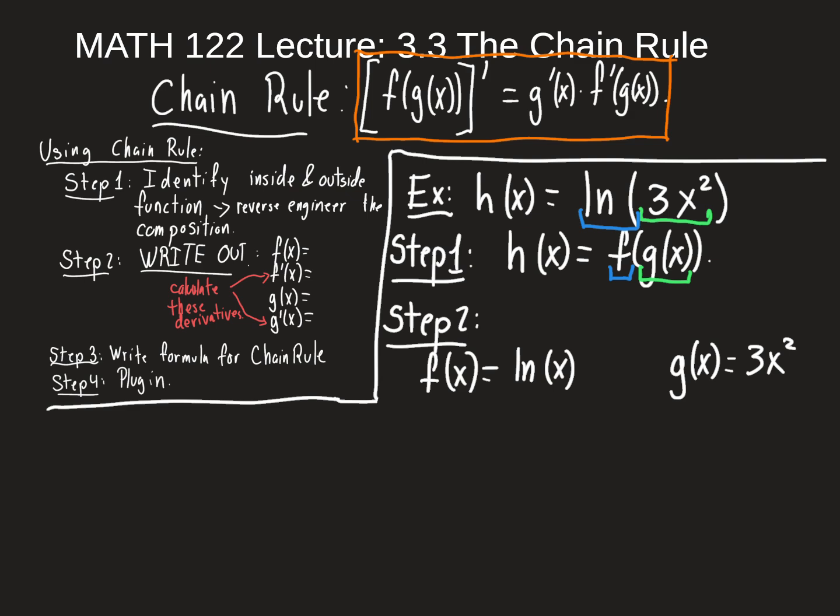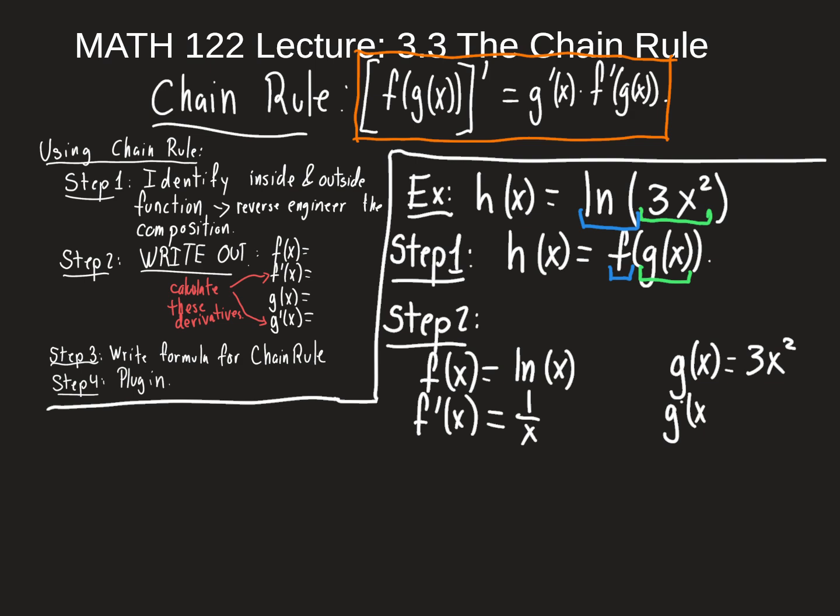Now, as I mentioned over here in step 2, I don't only want you to write this out, which you absolutely should. You need to write out both of these functions. But you also need to calculate these derivatives. You need to find the derivative of f and the derivative of g, and you need to write them out. So let's do that now. We need to write out f prime of x. F prime of x is the derivative of ln of x. And we saw from the log rule in class the other day that this derivative is going to be equal to 1 over x.